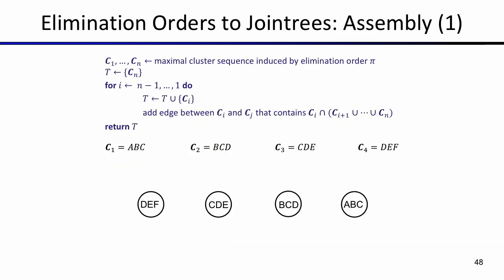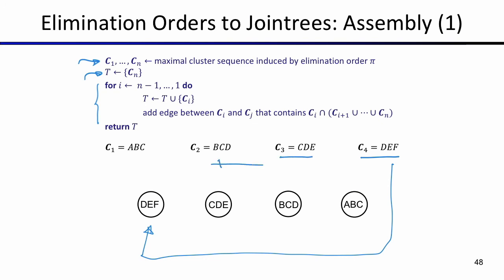So this is the algorithm for assembling the join tree. It's going to take as input the cluster sequence that only has maximal clusters that were generated from one elimination order pi, and we're going to start our join tree with the last cluster. So this is the last cluster that we have, and we're going to include this. I'm going to reverse the order here just to make it a little bit more organized. So it's going to be the first node of our join tree. We're now going to process all the remaining clusters backwards. So we're going to start with this cluster here and move towards the first cluster.